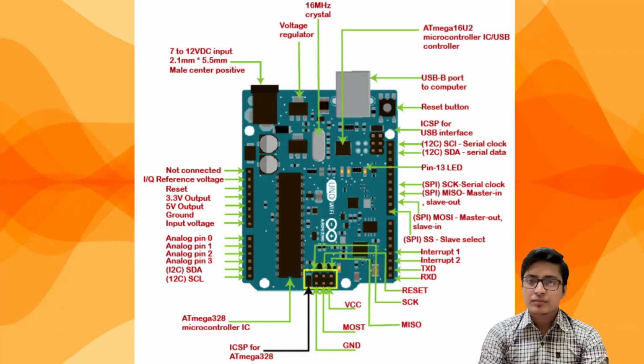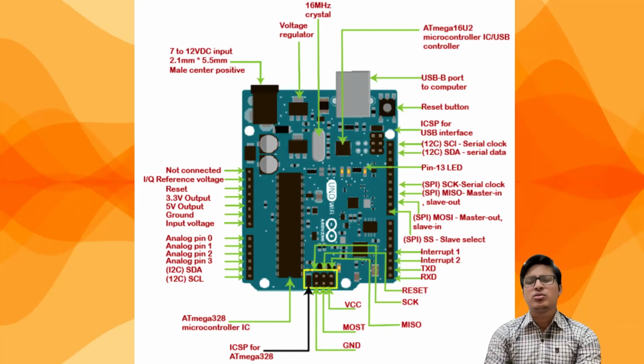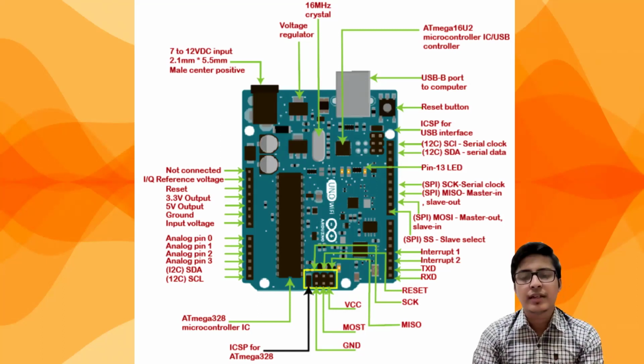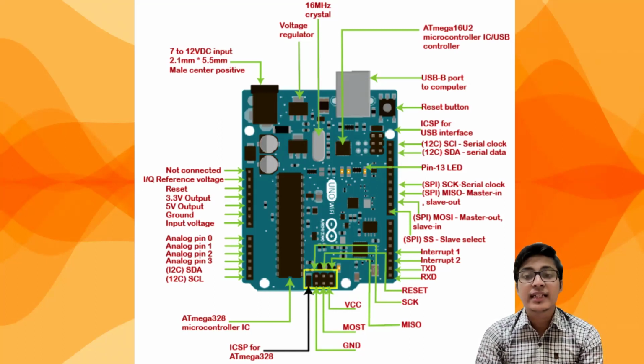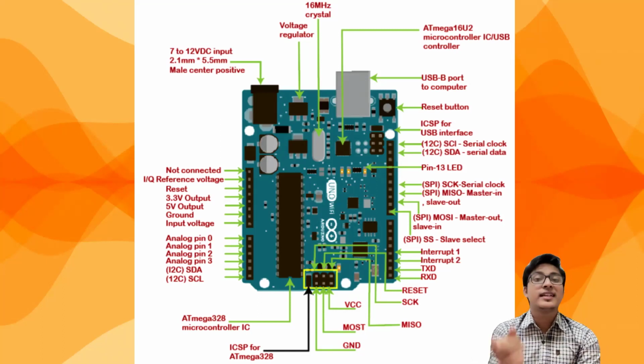We have the USB B port over here. We basically use the USB B port for the broader side. Then comes the reset button, a very important and very useful button sometimes. ICSP for USB interface. Then I2C SCL, serial clock, and I2C SDA, that is serial data. Pin 13, that is the D13 pin. What does the D13 pin do? It is basically connected to the inbuilt LED. I've told you again.